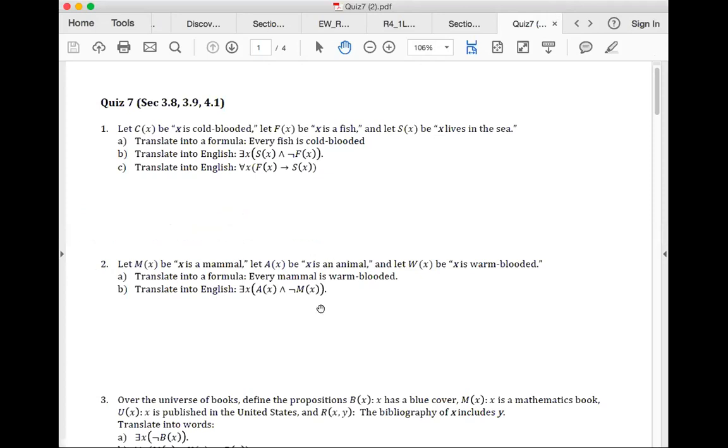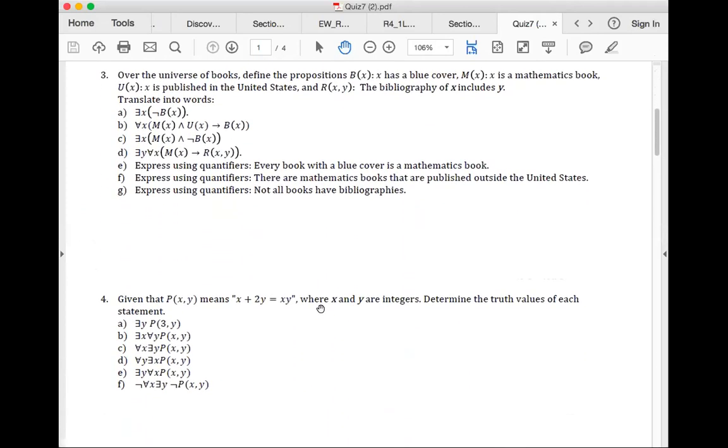It's quiz 7, question 4, parts B and D. So 4B. Okay, so P refers to this statement right here: x plus 2y equals xy. Right, so we want to determine the truth value of this.